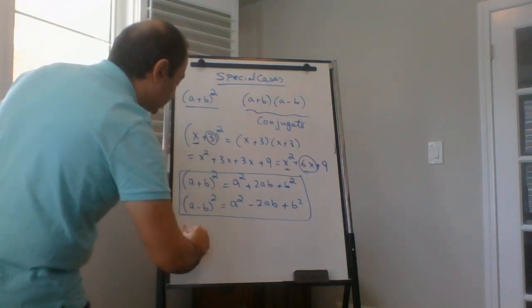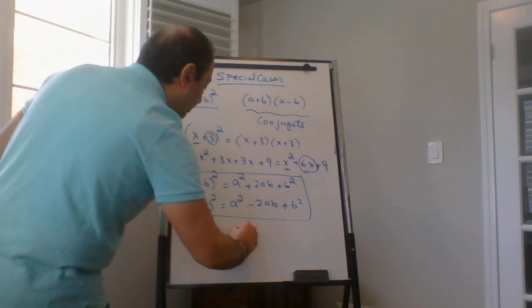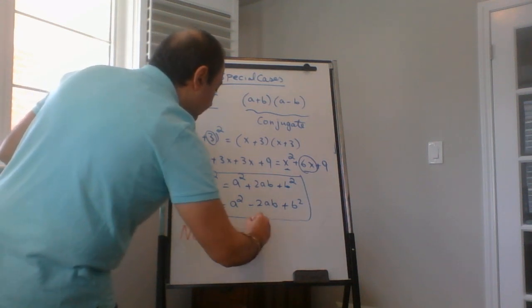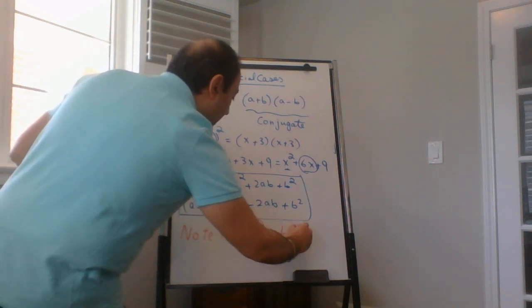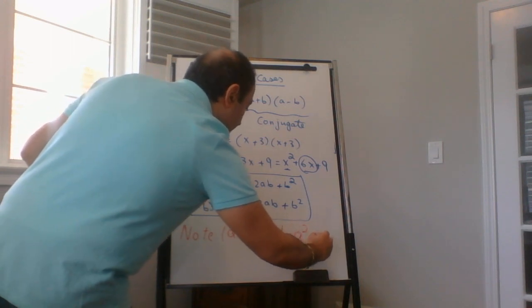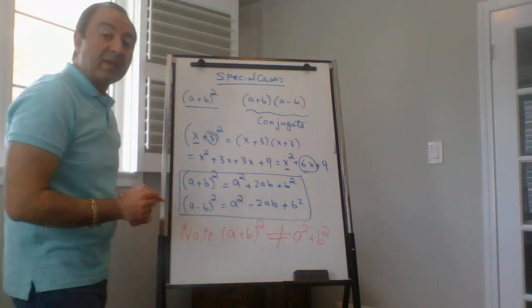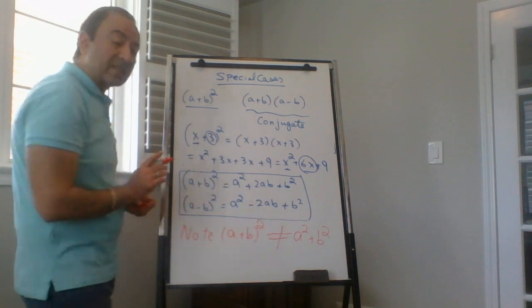Note, (a plus b) squared does not equal a squared plus b squared. Actually, I consider this a math crime. Please don't do this mistake. Please.